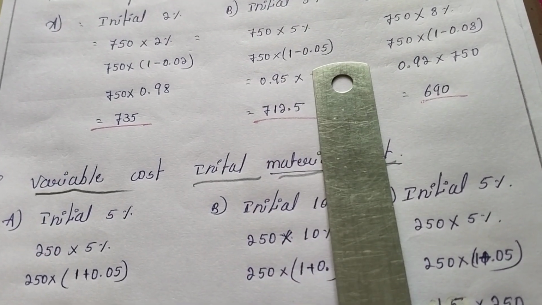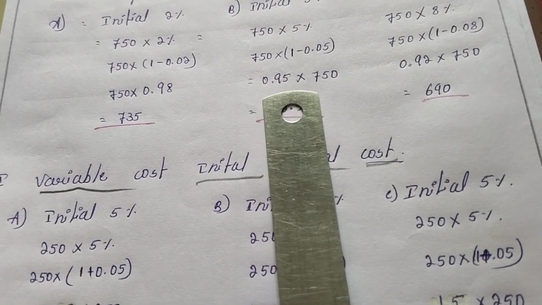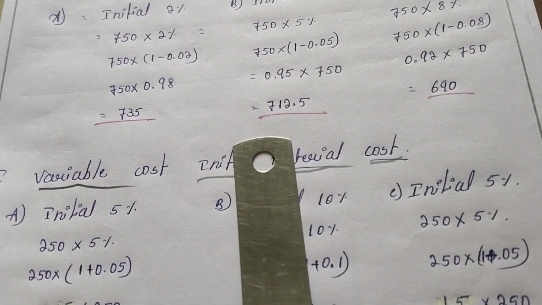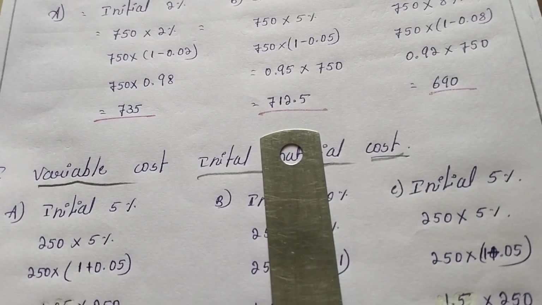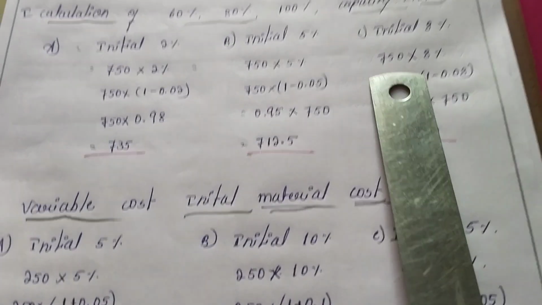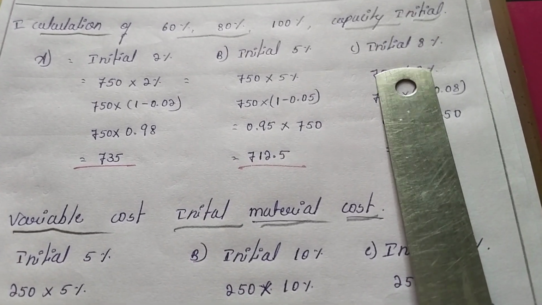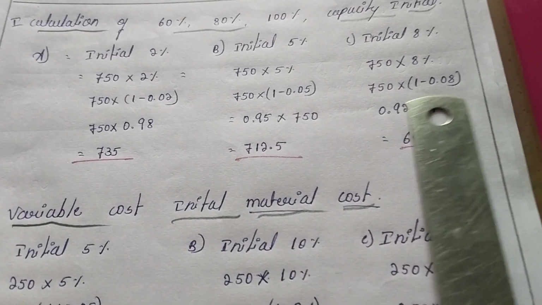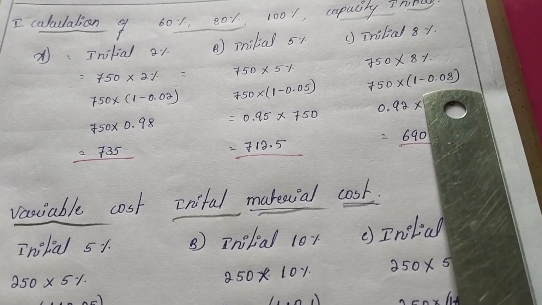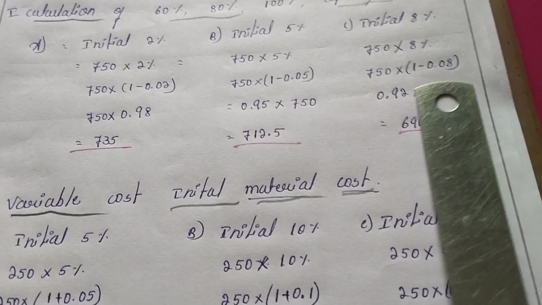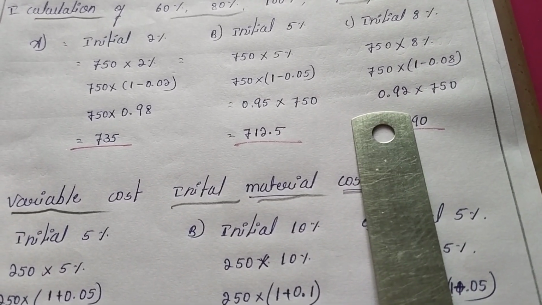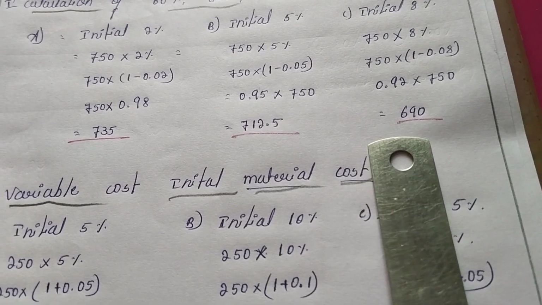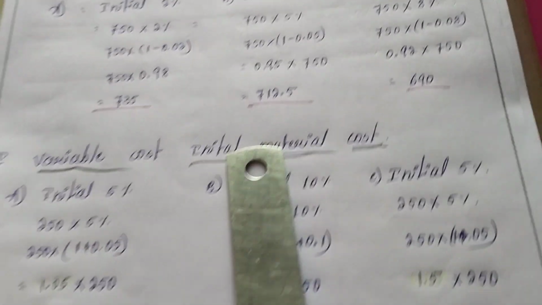0.95, 1 minus 0.05, we get 0.95 into 750, which is 712.5 at 80% capacity. At 100% capacity, selling price 750 into 8%: 750 into 1 minus 0.08. 8% we calculate as 0.08, 1 minus 0.08 we get 0.92 into 750. 0.92 into 750 we get 690.